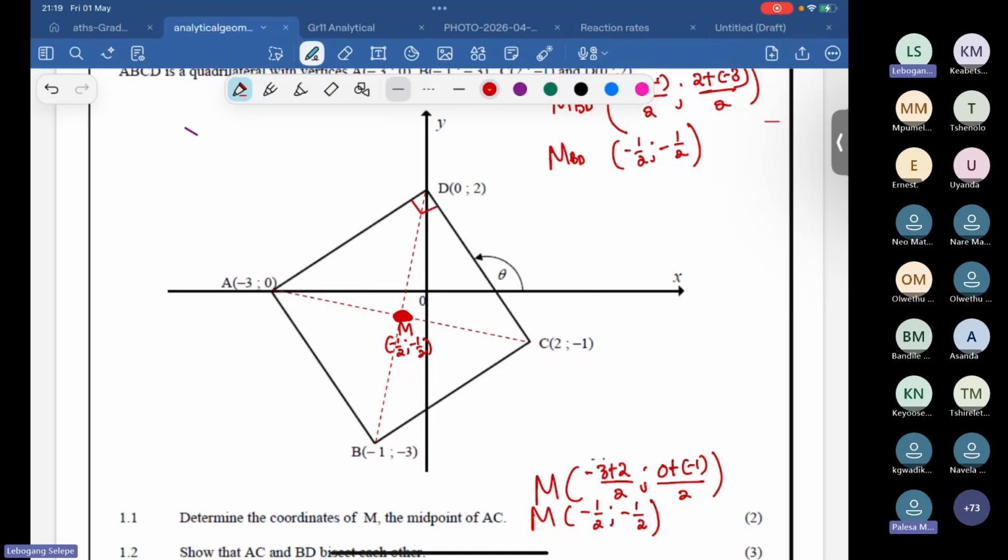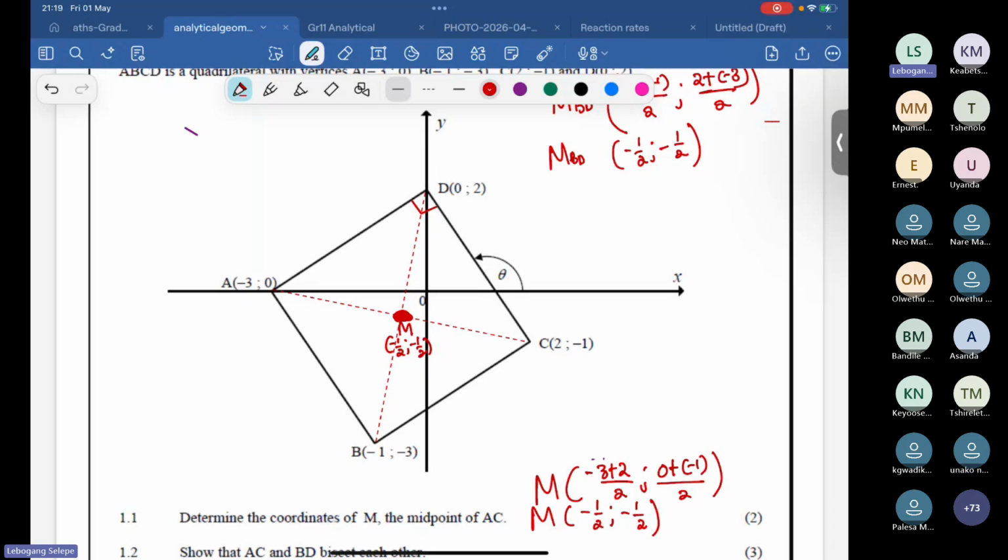Yes, ma'am. Right. Someone has raised their hand. Yes. Hi, ma'am. I wanted to ask, with question 1.2, aren't you supposed to end off with some sort of conclusion to say that the midpoint of AC is equal to the midpoint of BD?